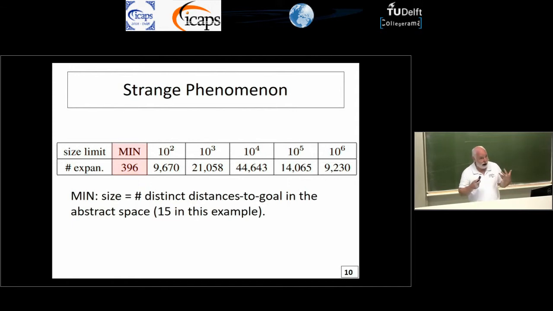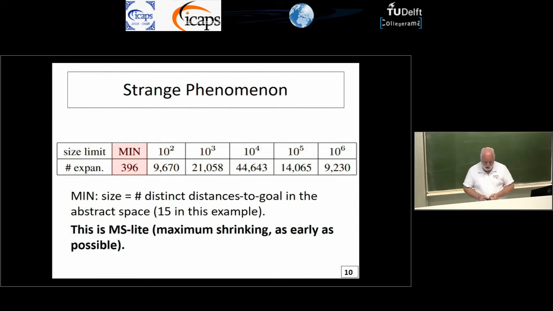So this was unexpected. It's a strange phenomenon. But we thought, well, maybe there's something here. Maybe there's some real meat on this bone. And so why don't we define a merge and shrink method that does exactly this? And that is MS-Lite. MS-Lite always, at all stages, doesn't wait to run into a size limit. You honestly just set the size limit in Fast Downward to 0, and you let it run.